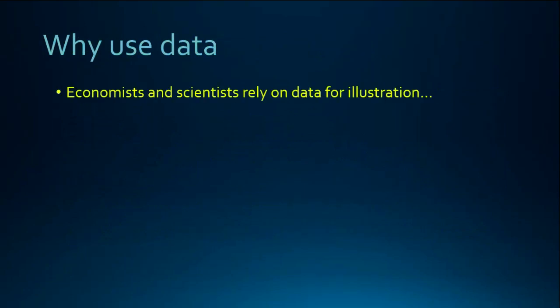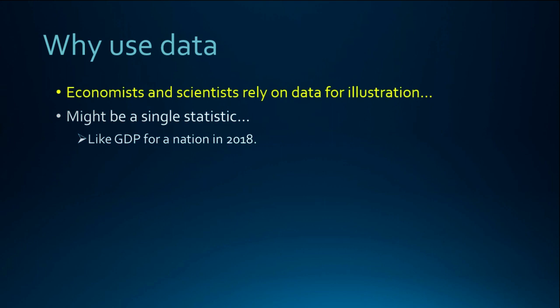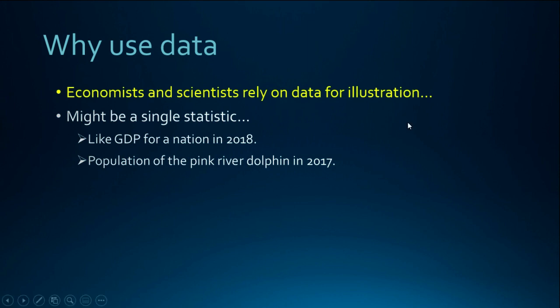Now, why do we use data in these fields? Both economists and scientists rely on data for illustration. It might be that we're looking at just a single statistic. Maybe I'm looking at GDP for a nation like Ecuador in 2018, and I want to get a sense of what Ecuador looks like given the most recent full year of data that I can get. We might be looking at the population of the pink river dolphin in 2017. Again, that's a single statistic that might help tell us something.